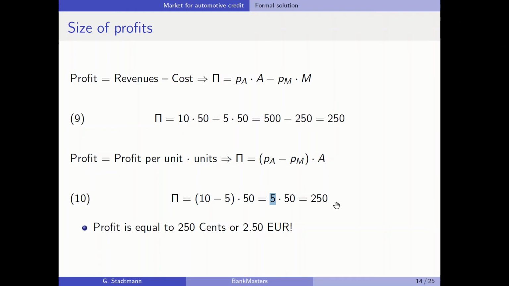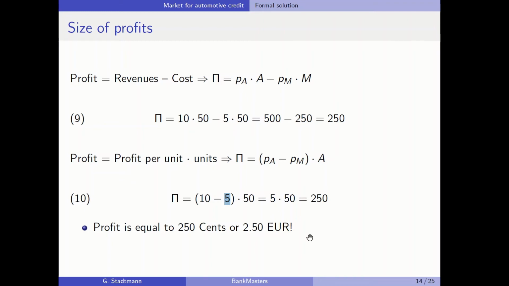So the profit is equal to 250 cents, or like €2.50. This is important that we do this last step because, of course, this is an interest rate of 10%, this is an interest rate of 5%, so profits will be equal to like 250 cents or 2 euros and 50 cents. We have to consider the dimension.